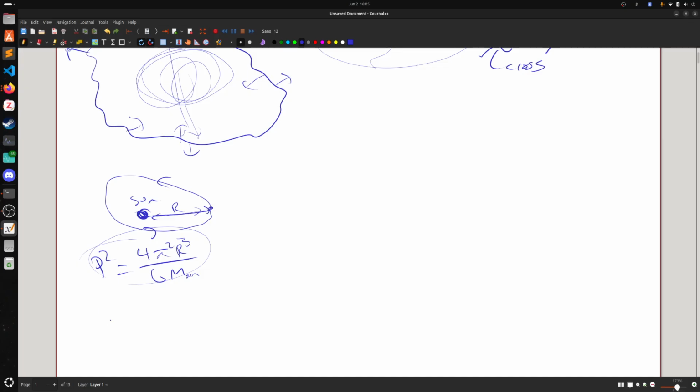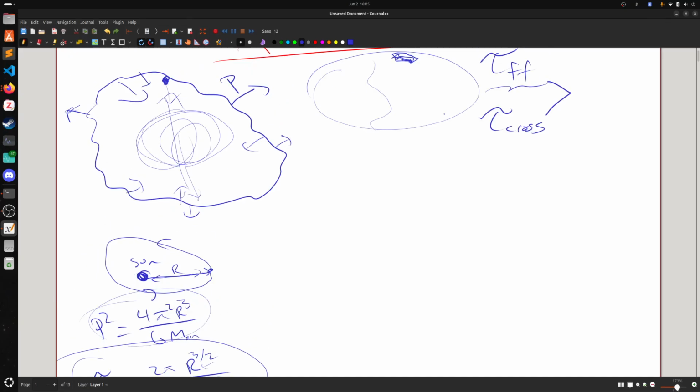So the freefall timescale goes as 2 pi r to the 3/2 over square root of GM. And now M is the mass of the cloud, r is the length of the cloud. Perfect. So we got one formula here. Circled that. Now let's look at the crossing time.